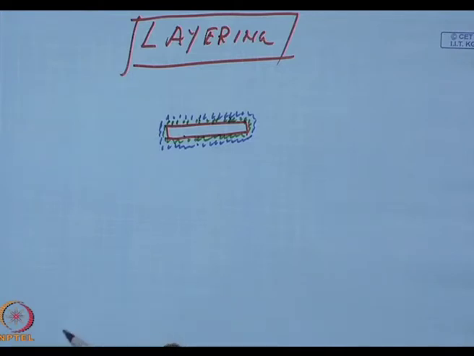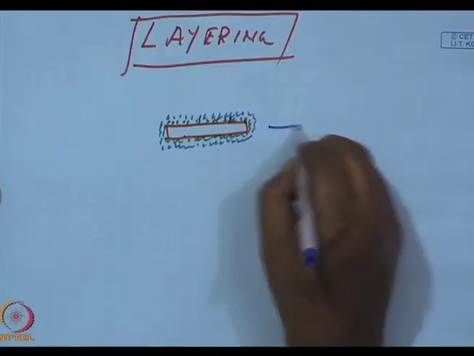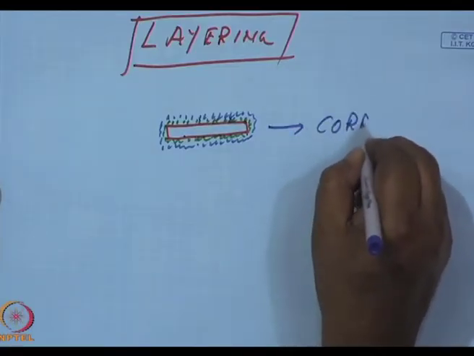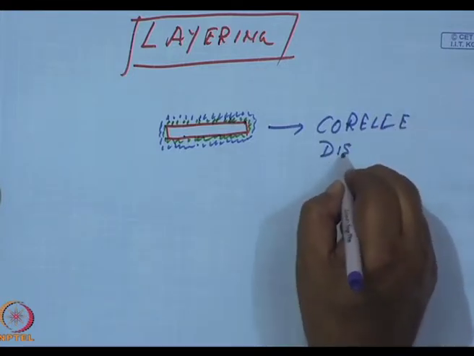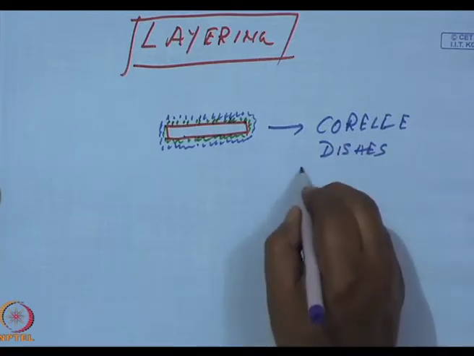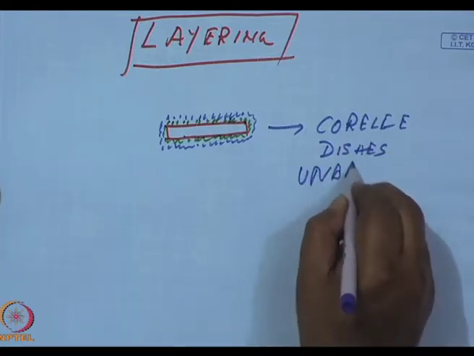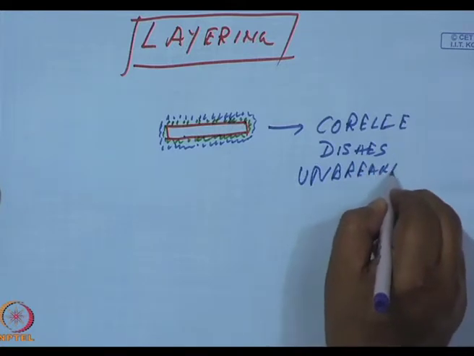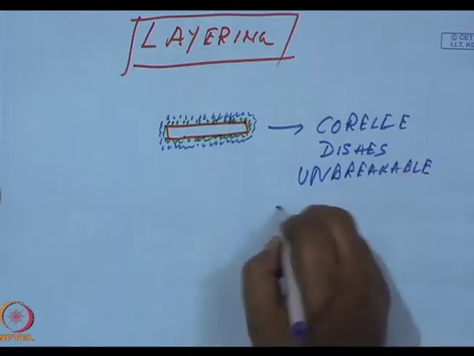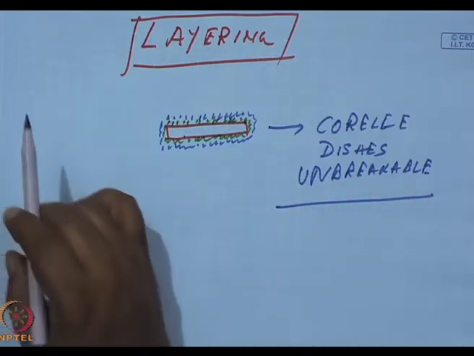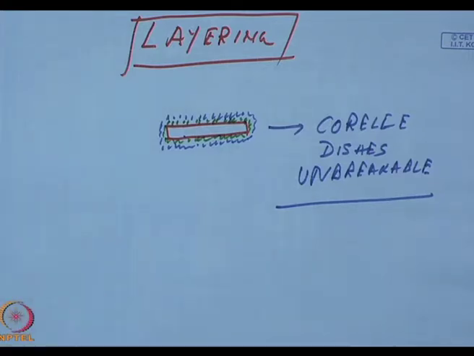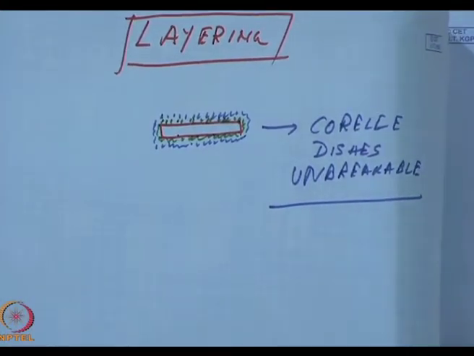One very good example of this layering process is the coral dishes, which are unbreakable, and I did talk of them when I had talked about these in the earlier parts of the course. This is also a compression technique.